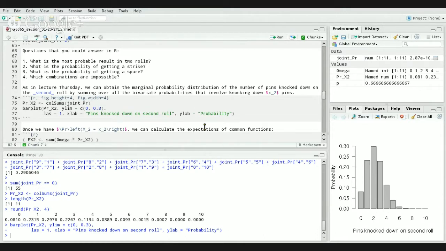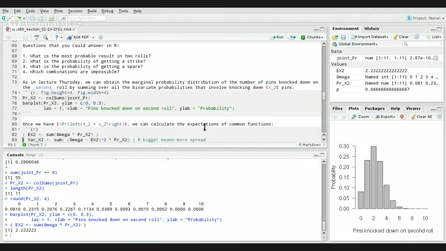creates the expectation of x2, which we're going to save by assigning it using the arrow operator, and we're going to print it to the screen by including the whole thing in an extra set of parentheses. And we see the expectation for the number of pins knocked down on the second try is 2.2 repeating, irrespective of how many pins were knocked down on the first try.